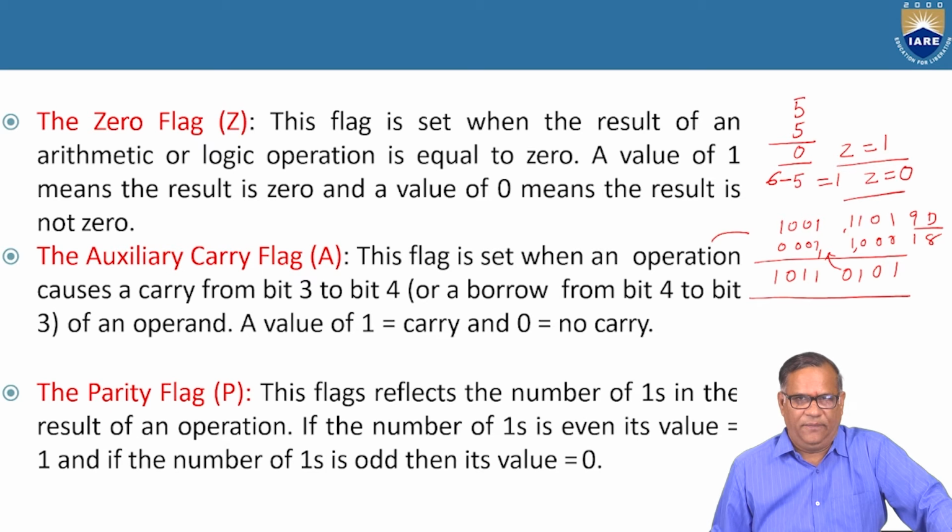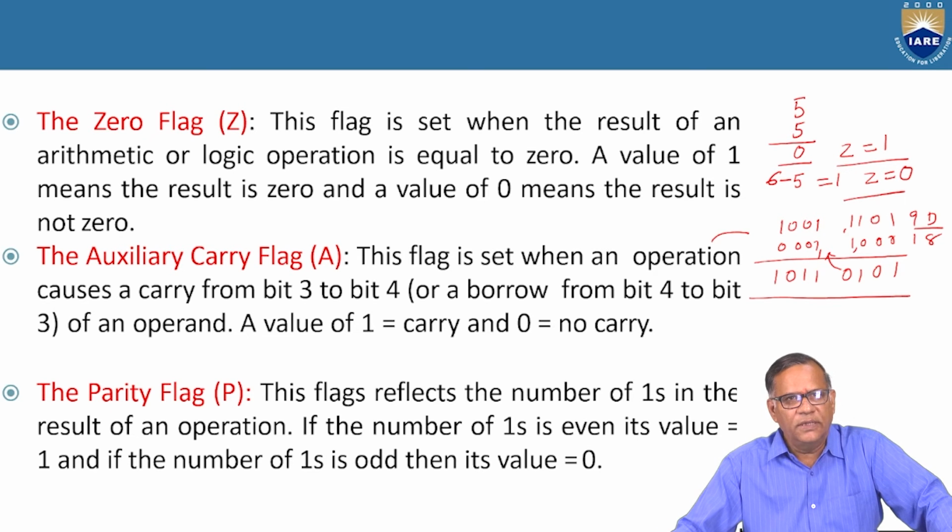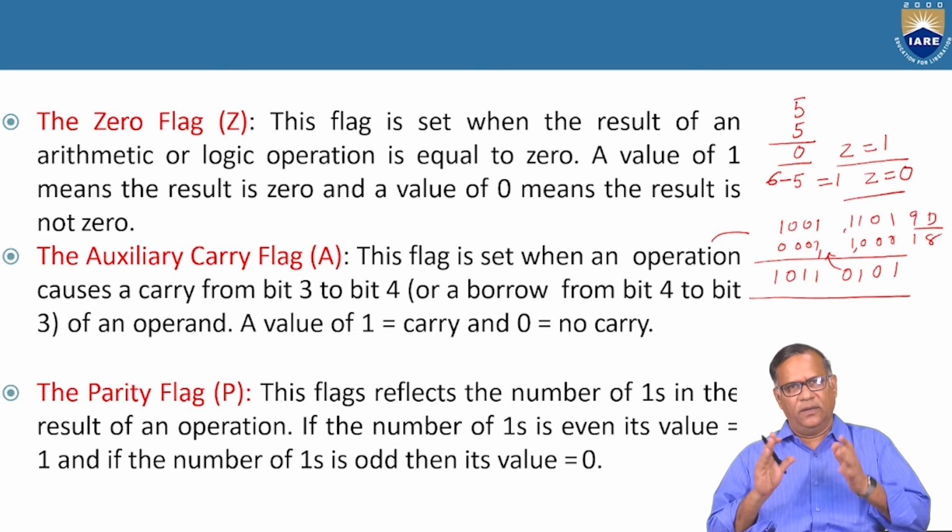Now the parity flag. This denotes the number of ones in the result. If the result contains an even number of ones, the parity flag is set, otherwise the parity flag is made 0. If the result contains an odd number of ones, the parity flag is 0. If the result contains an even number of ones, then the parity flag is activated, that means it is made 1.